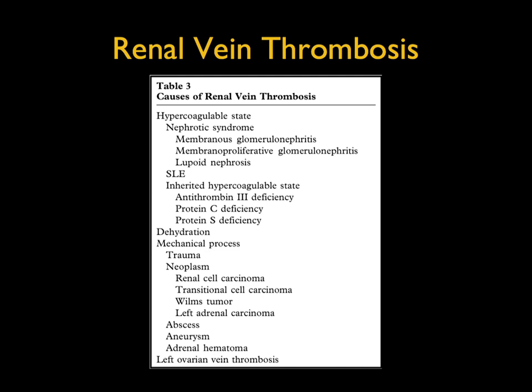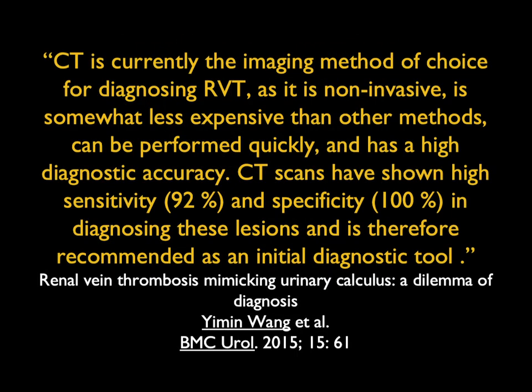And the numbers are indeed consistent with many things published as well. When you look at renal vein thrombosis, it ranges anywhere from neoplasms to trauma to dehydration. In this article by Wang, CT is currently the imaging method of choice for diagnosing renal vein thrombosis. It is non-invasive, somewhat less expensive, and can be performed quickly with a high degree of accuracy. CT has shown a high sensitivity and specificity in diagnosing these lesions and is therefore recommended as an initial screening tool. So that's a good way of thinking about things.